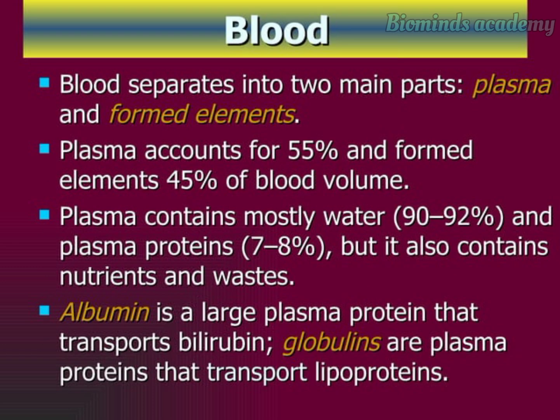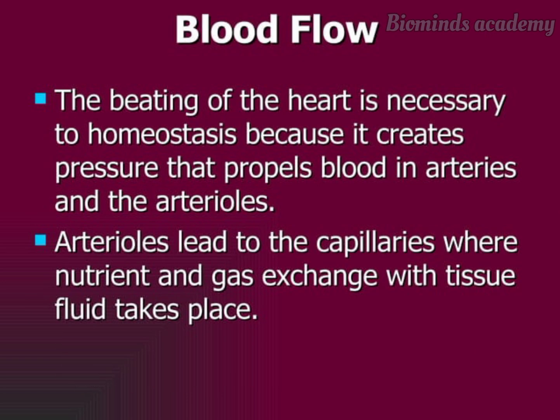Now let me learn about the blood and how blood flows in arteries and the veins. Blood separates into two main parts, that is plasma and the formed elements. The plasma occurs 55% and formed elements 45% in the blood volume, and plasma contains mostly water, 90 to 92%, and the plasma proteins, 7 to 8%, but it also contains the nutrients and the waste. Albumin is a large plasma protein that transports the bilirubin, and the globulins are the plasma proteins that transport lipoproteins.